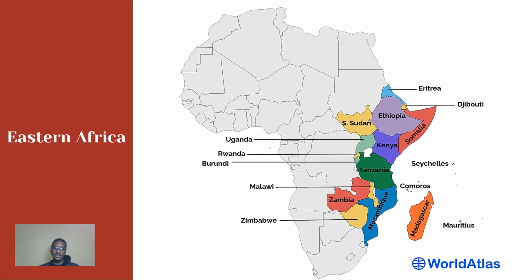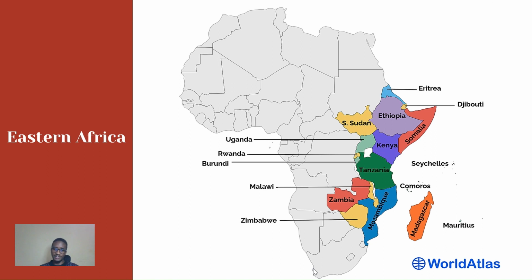So to begin, we'll cover the nations here, and you can see that out of all the UN Geoscheme regions in Africa, Eastern Africa has the largest number, with a total of 18 nations. Just to go through them top down, you've got Eritrea, Djibouti, South Sudan, Ethiopia, Somalia, Kenya, Uganda, Rwanda, Burundi, Tanzania, Seychelles, Comoros, Malawi, Zambia, Mozambique, Zimbabwe, Madagascar, and Mauritius. So those are all the nations, as you can see.